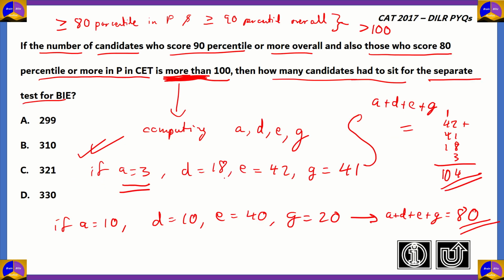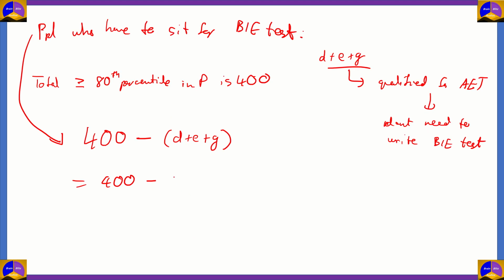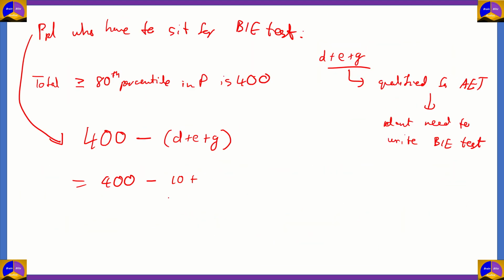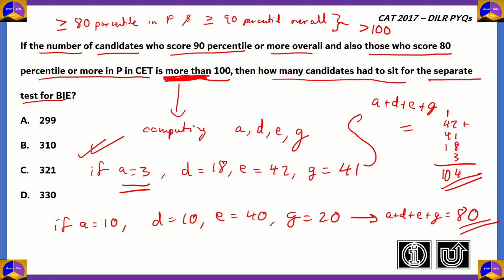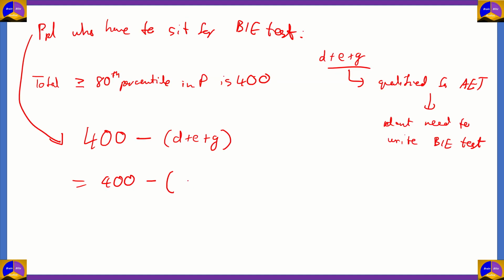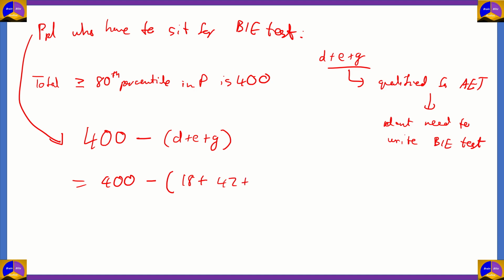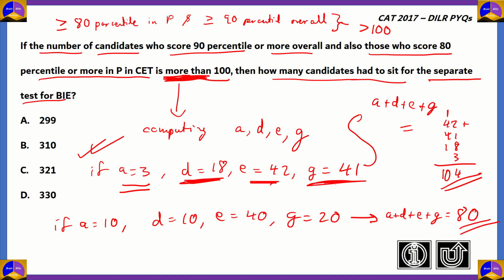Now, we know that the value of D is not 10. The value of D is, since we're taking the first case, we would need to check the values for that case. So we're taking the case where A is 3, so that means D is 18, E is 42, and G is 41.